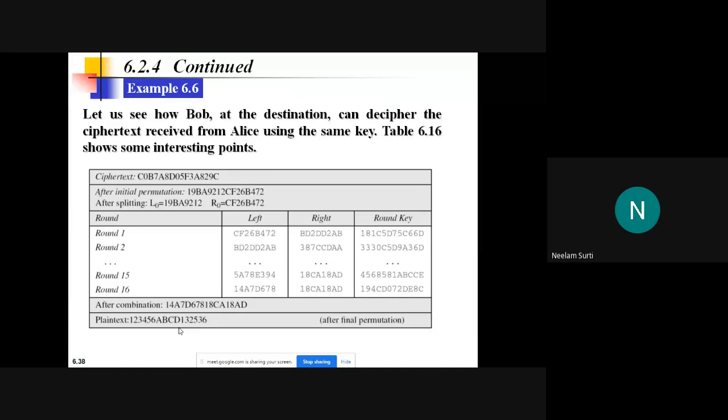Here the same thing is given to you: if your ciphertext is this, when you are doing the decryption, at that time what type of criteria will you get?